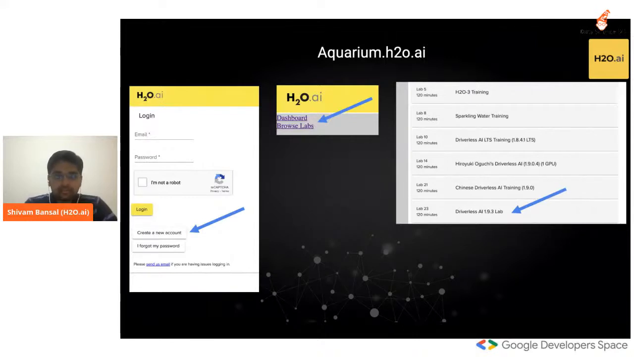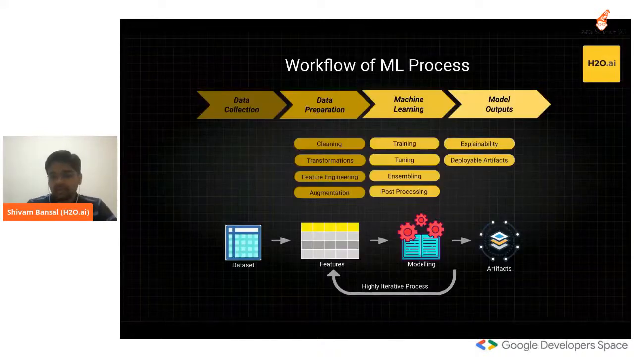Okay, so let's continue with the first part of the session, where we want to discuss AutoML and the general idea of NLP. If we talk about a general flow of a machine learning process, it can be categorized broadly into four major areas, and that's what H2O.ai has also focused on. The first idea is to collect data from multiple sources, which may come in a structured or unstructured form. Then it goes to the data preparation stage, where we need to focus on cleaning the data, making a lot of transformations, doing a lot of feature engineering, and doing a lot of blending and augmentation to enhance the data set that we have.